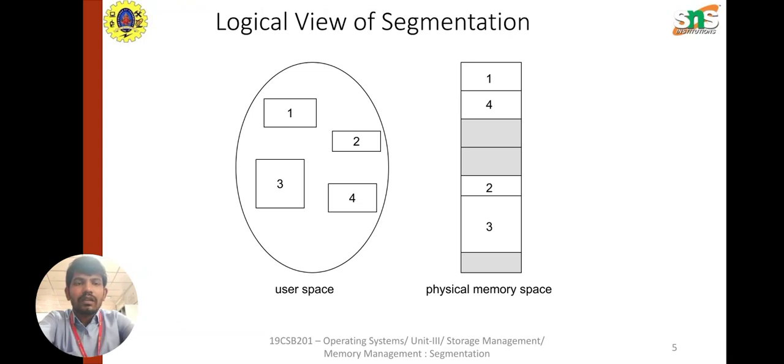We have two different views: one is the user space and the other is the physical memory space. In the user space, we consider 1, 2, 3, 4 as the subroutines. In the physical memory space, they are assigned in the order 1, 4, 2, 3, because in segmentation we have to decide which program is going to execute first.